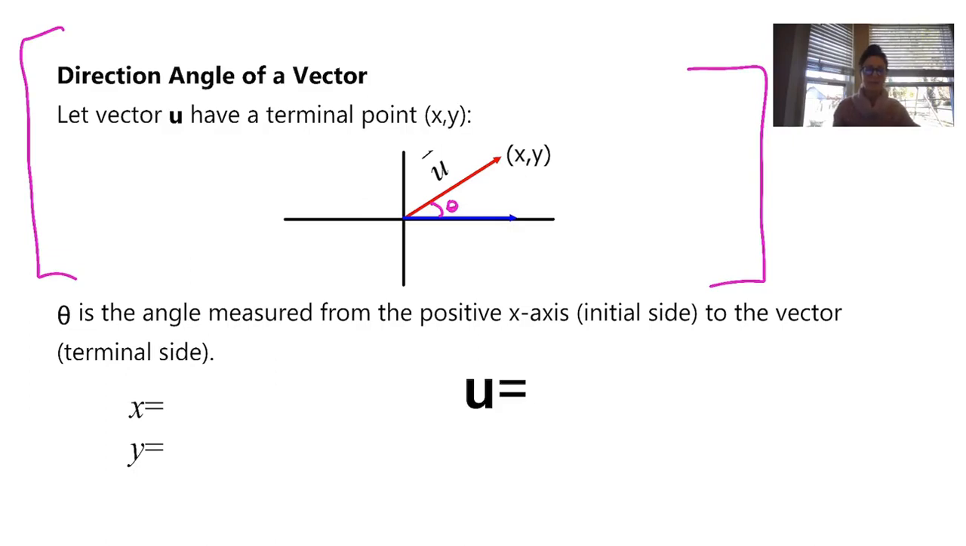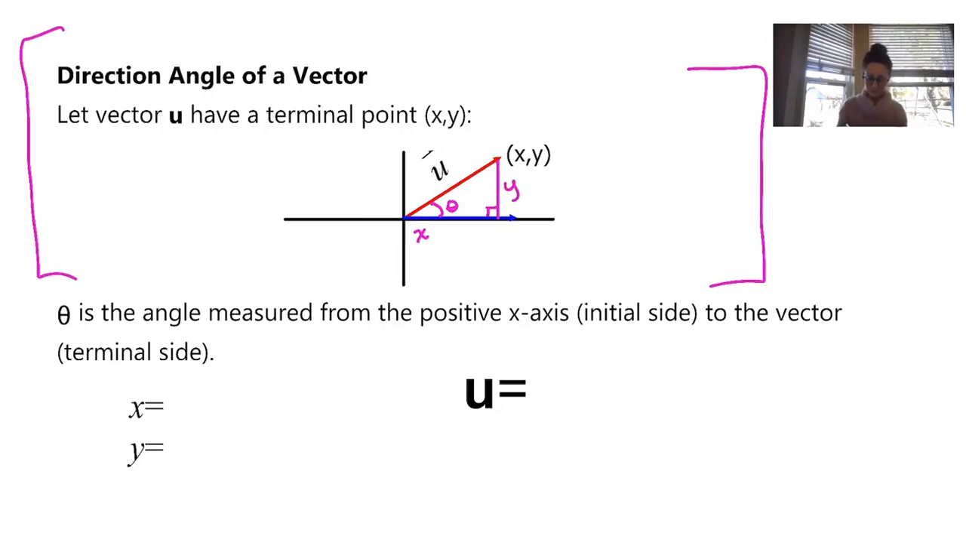Okay, we are back. So theta is the angle measured from the positive x-axis, so the initial side, to the vector, in other words, the terminal side, okay? So what I'm going to do is make our trusty right triangle here, right? And this is x and this is y.